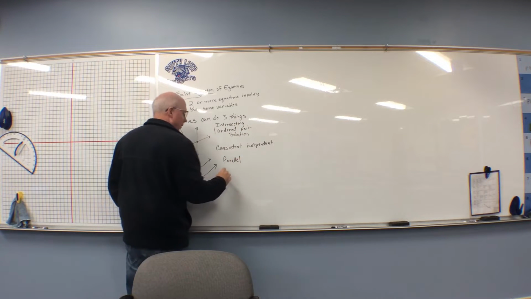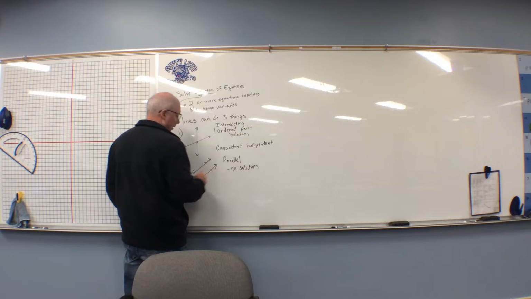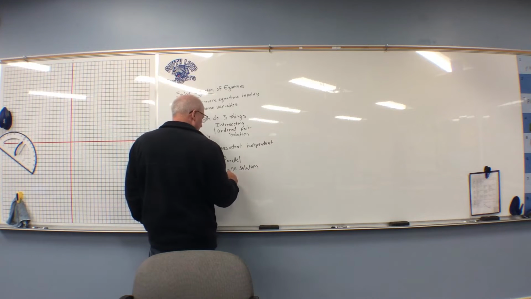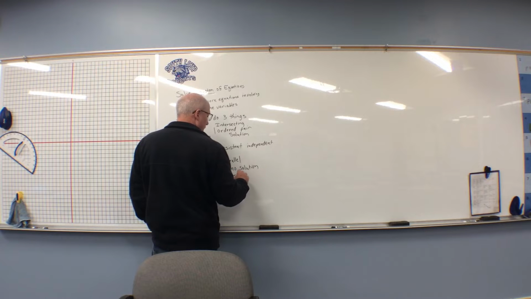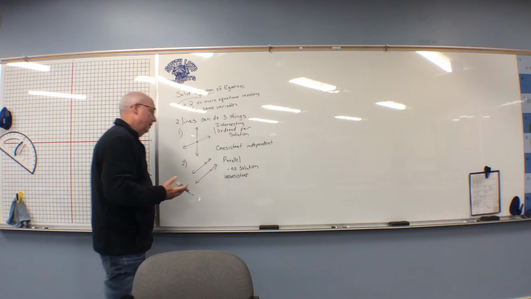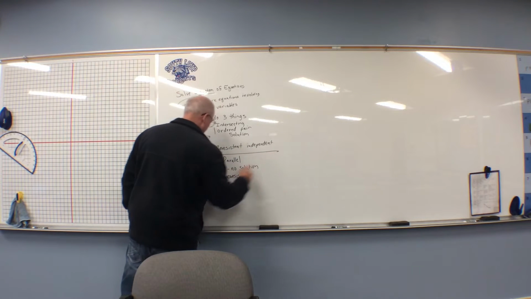Okay, the parallel has no solutions. They go on forever, and remember in geometry, we wrote parallel like that. And in parallel, this system is called inconsistent. Inconsistent, and it's not independent or dependent. It's just inconsistent. So I'm going to put a line here so you can separate those.